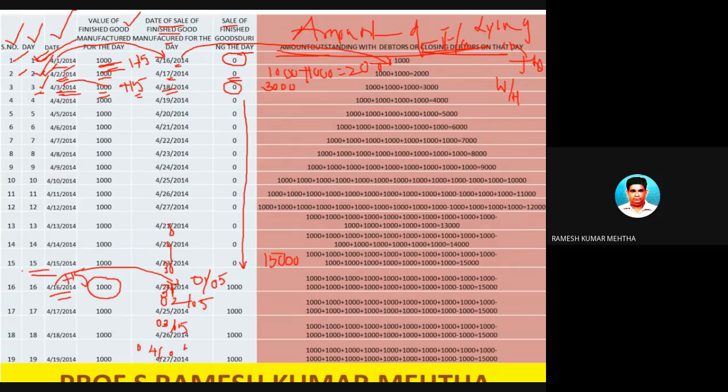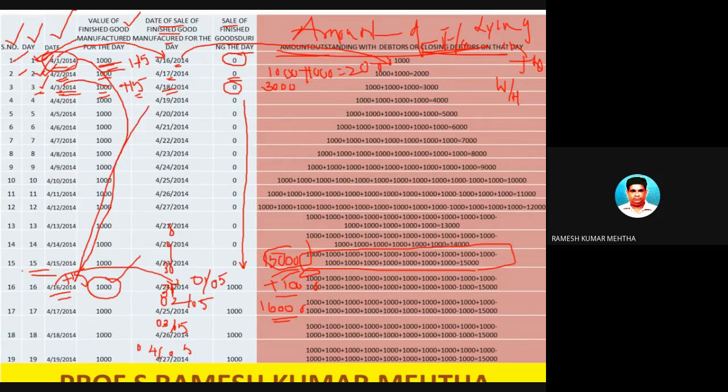Now let's talk about the 16th day, what's happening. So at the beginning of the 16th day, 15,000 of finished goods was lying, as we have already seen. Now on the 16th day, we are going to manufacture another 1,000 rupees of finished goods. So 15,000 plus 1,000 will be equal to 16,000. But as far as the goods which were in this 15,000 rupees, it will be sold on this particular date.